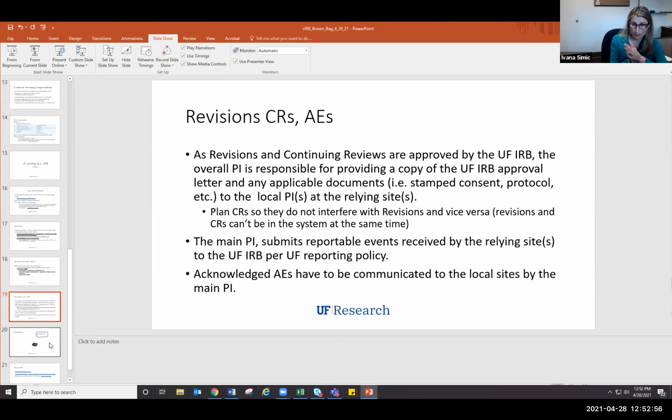Now, the main PI at UF submits reportable events received by the relying sites per our reporting policy. And of course, any determinations that are made here, including corrective action plans, will have to be communicated back to the relying sites.